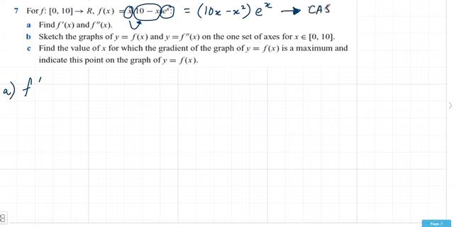So I'm going to use the CAS. We're actually going to use the CAS for this whole question, I think, just because it's going to be a bit long otherwise. So we'll do that.